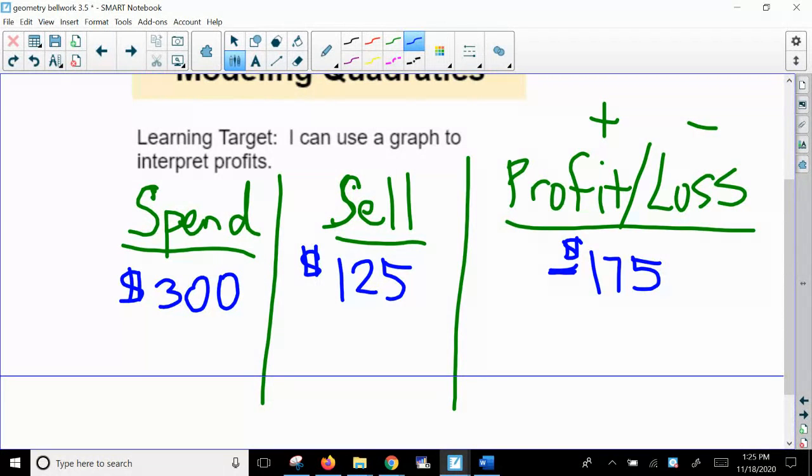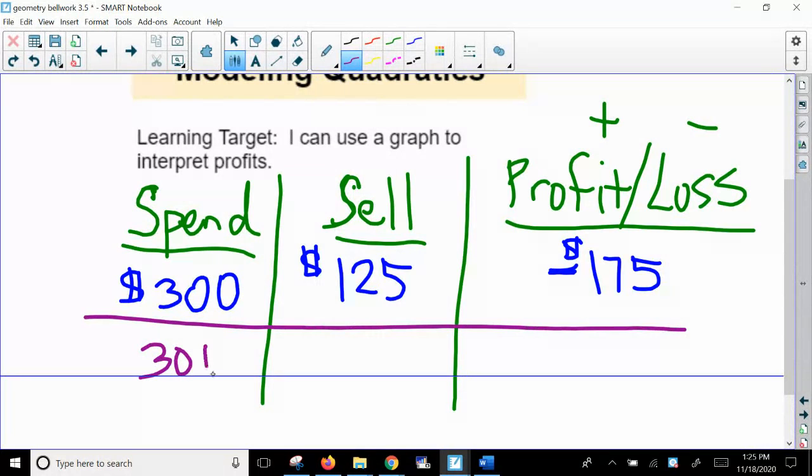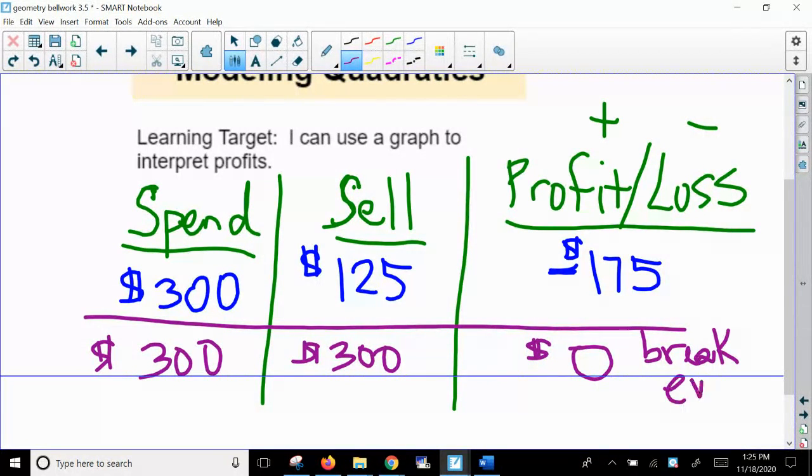So let's say I sell some more cakes. Same scenario, draw a line where I spent $300. And let's say when I sold cakes, I made $300. Well, right now I have zero profit, but I didn't lose any money either. So when I get back the money that I spent, this is when you break even. Okay.